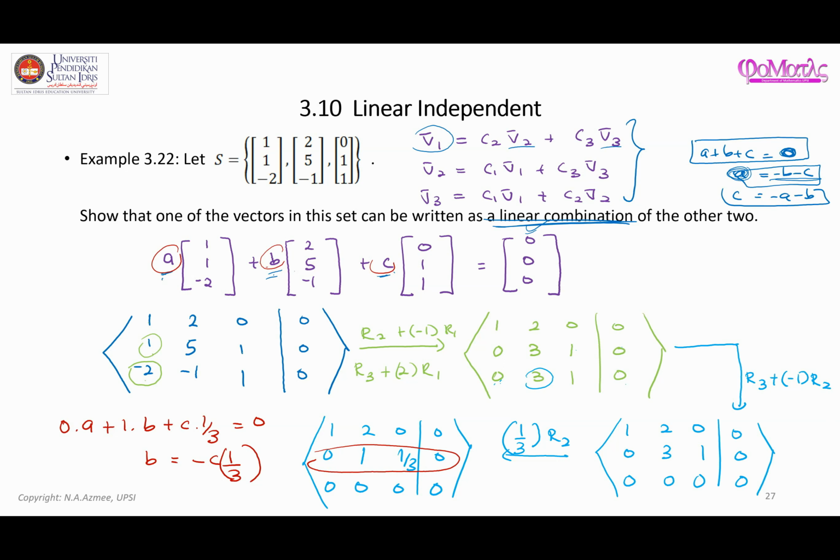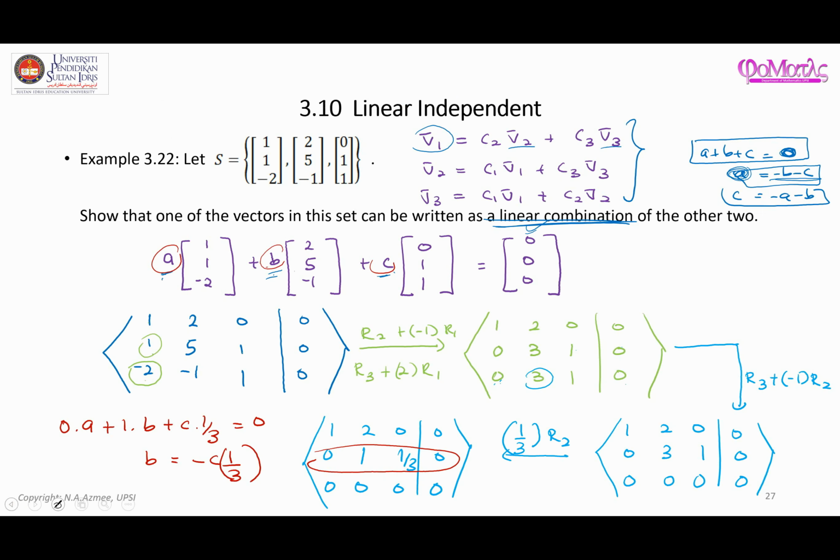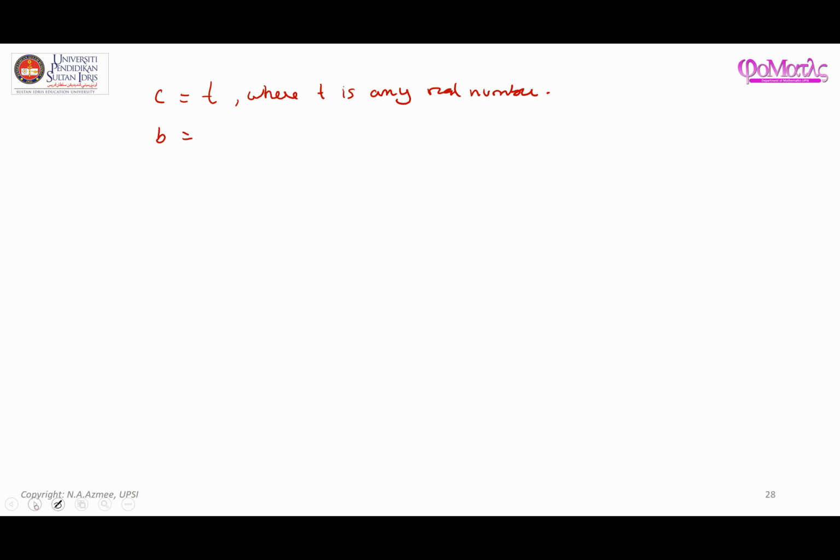So therefore, what we can do is let C be any real number. So C is equal to T, where T is any real number. So that is the value of C. Because of that, B is just going to be equal to negative C over 3, which is equal to negative T over 3.